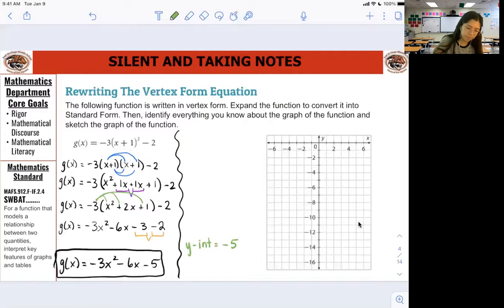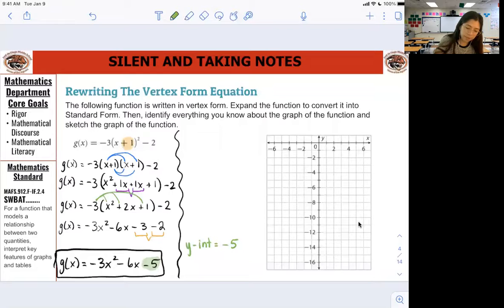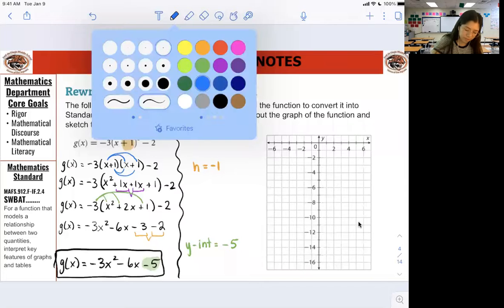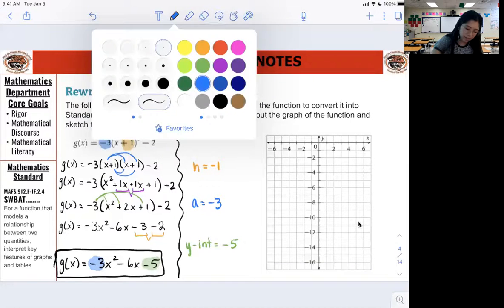Okay, what else do I know? The h is -1, good. I see a plus sign, so I need to flip that sign. So I know that h is -1. What else? A is the leading coefficient, -3. And there's one more thing I haven't written down yet. Oh, vertex. K is -2.